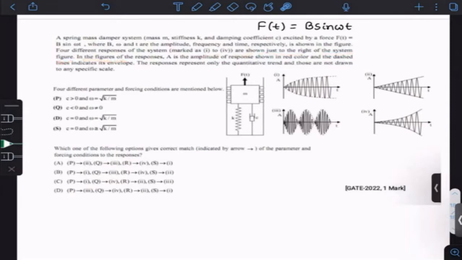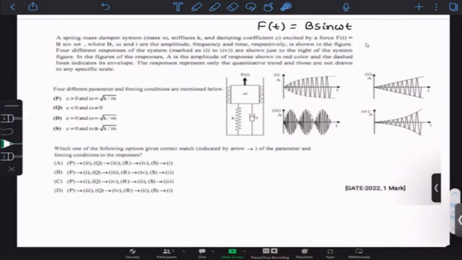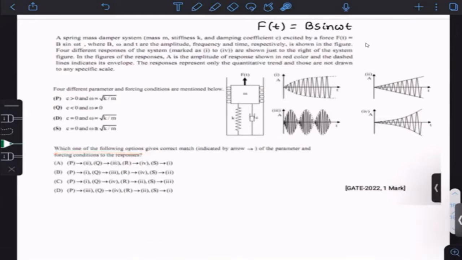In the figure of response, A is the amplitude shown in red color, and B is the dashed line. The responses represent only the quantitative trends and are not drawn to any specific scale. Four different parameters and forcing conditions are given below. P: C is greater than 0 and omega equals root of K by M. Q: C is less than 0, omega not equal to root of K by M. R: C equals 0, omega equals root of K by M. So these are all the values. We have to find out which of the given options is the correct match of the parameters and forcing conditions to the response.